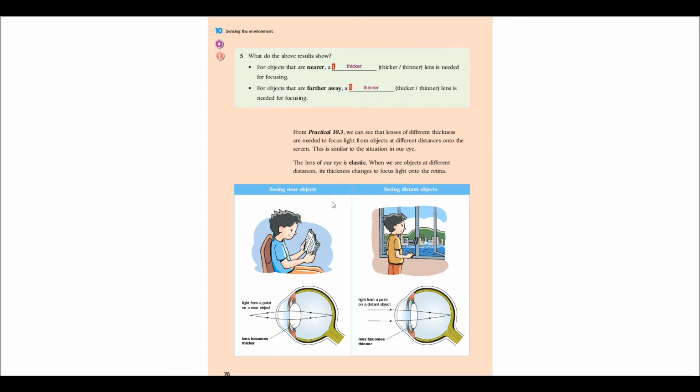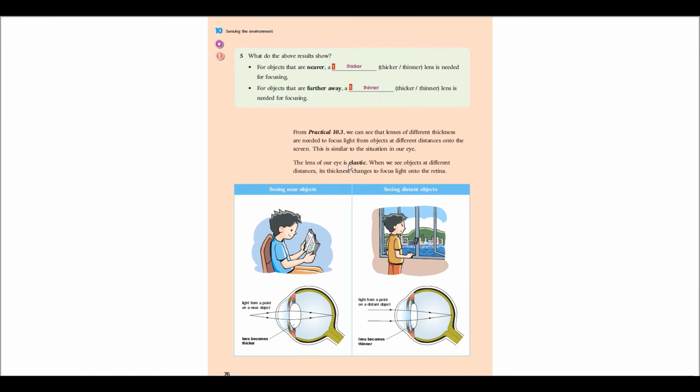When seeing near objects, the light from a point of a near object, the lens will become thicker and then it directs the light onto the retina. And light from a point of a distant object will be like a parallel line, so you need a thinner lens. How to draw these diagrams, I will not test you on this, but remember the lens is elastic, alright? The lens is elastic. So it's mentioned here, the lens is elastic.